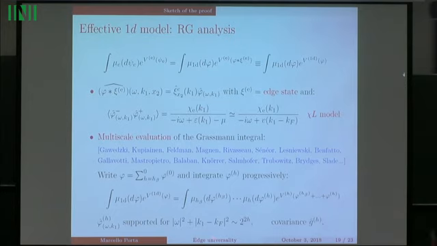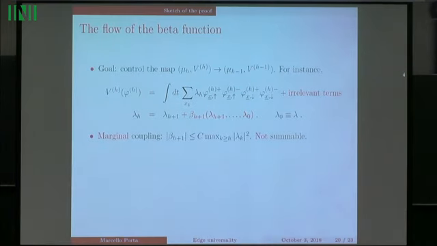Okay, so you integrate these fields in an iterative way, you get a sequence of effective integration measures and effective actions, and the point is to control these discrete dynamical systems, giving you the new integration measure and the new effective action. Let me just focus on the problem of controlling the quartic interaction.